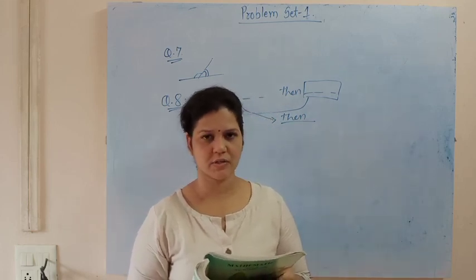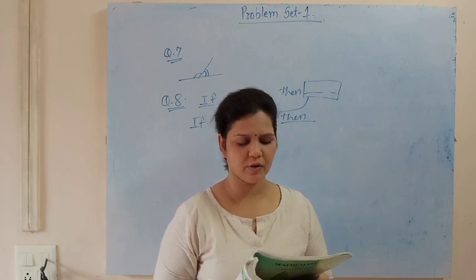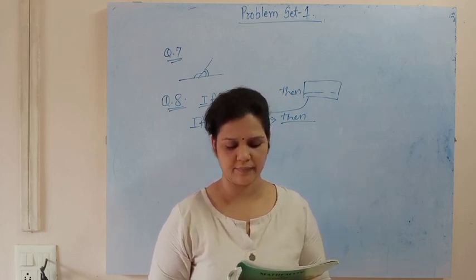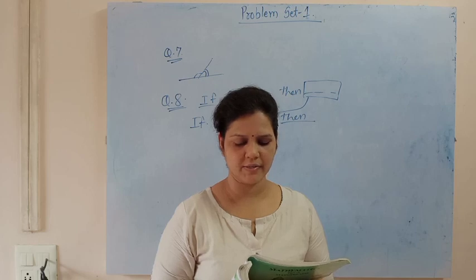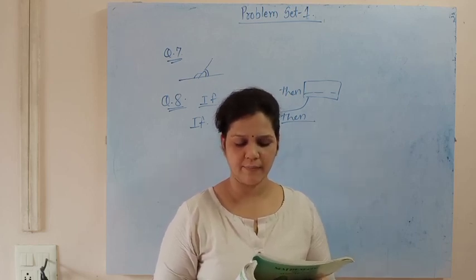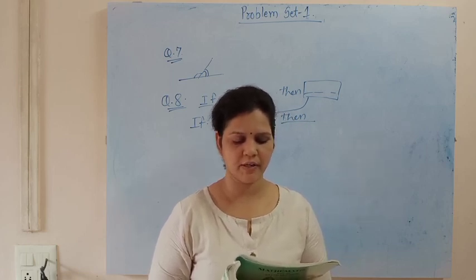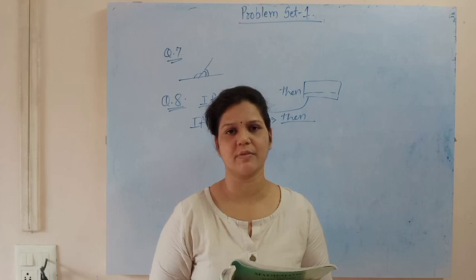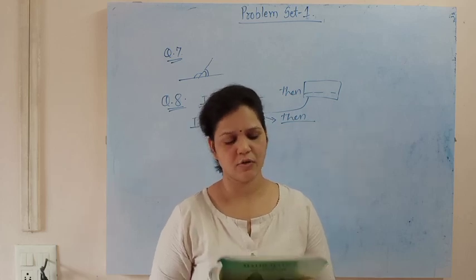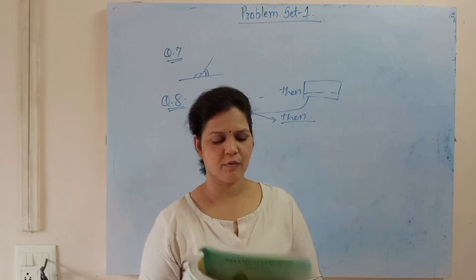Now last question from question number 8. If the sum of the digits of a number is divisible by 3, then the number is divisible by 3. How to write? If the number is divisible by 3, then the sum of the digits of a number is divisible by 3. You have to only exchange the if and then parts. Okay. Now see question number 9.